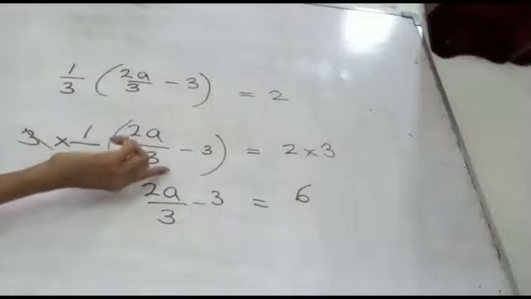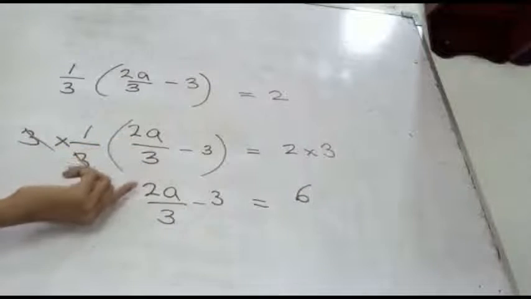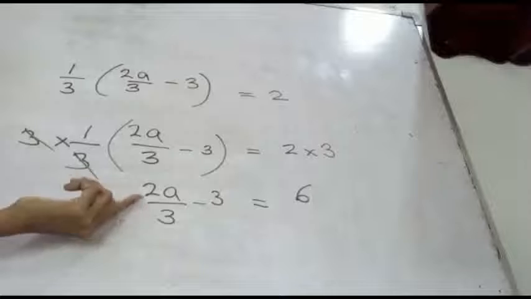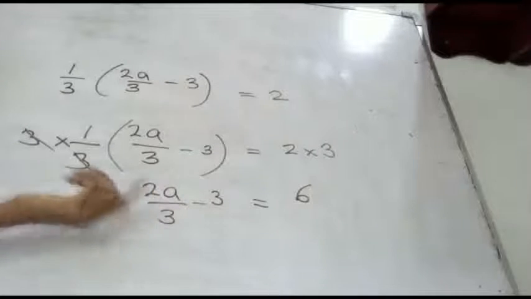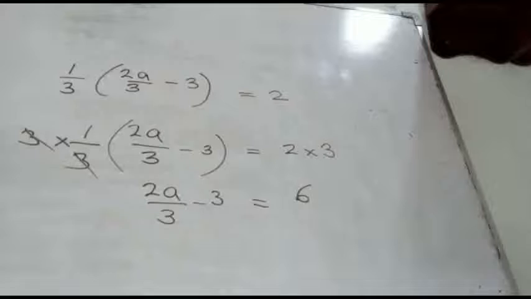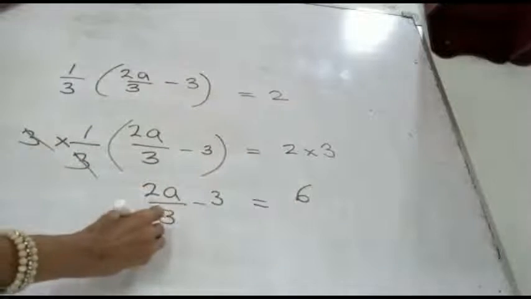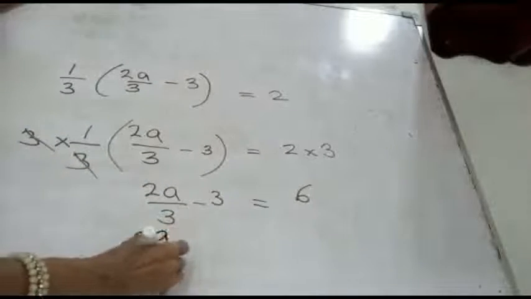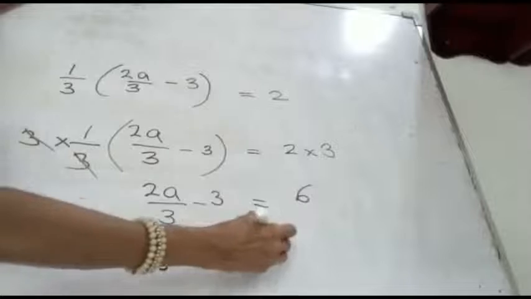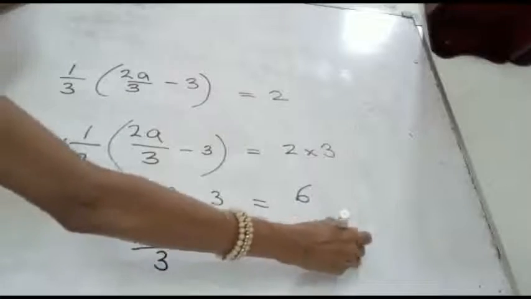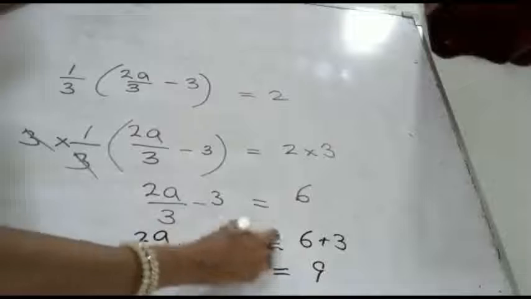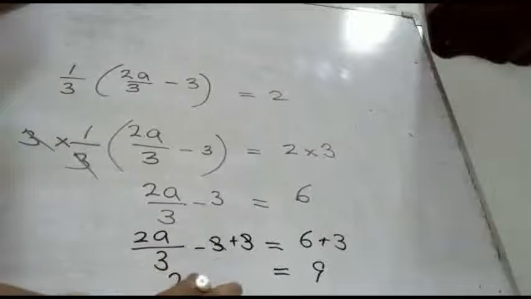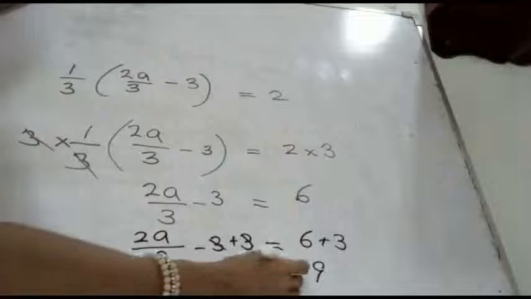Here a is multiplied by 2 and the answer is divided by 3, and subtract 3 from the answer. Here there is a subtraction. We add 3 to both sides. 6 plus 3 is equal to 9. 2a/3 is equal to 9.